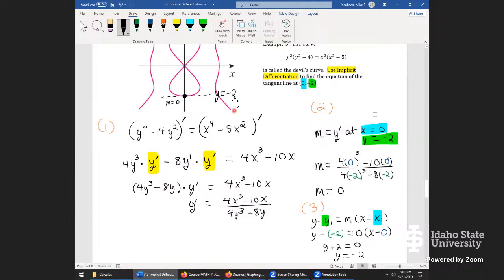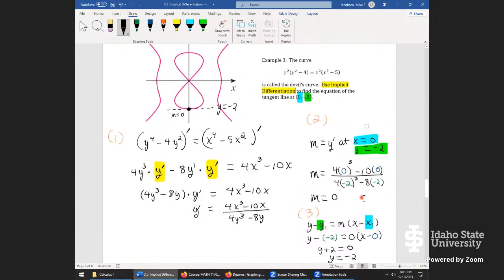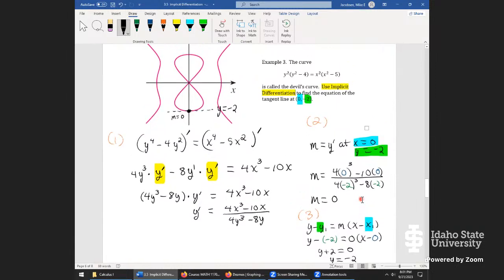That's the thing we were trying to find, and the thing that we were kind of expecting based off this graph right here. So the equation of the tangent line to the devil's curve at 0, -2 is just that, a horizontal line at height -2. Kind of a weird curve, but this is kind of more like what the equations would look like if we were doing this in an exam setting.